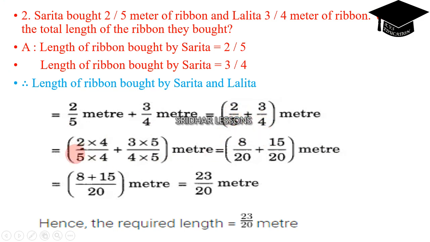Okay, so making the common denominator, multiply 2 by 5 with 4 by 4 plus 3 by 4 with 5 by 5. This is equals to 8 by 20 plus 15 by 20. Because these two fractions have common denominator, 8 plus 15, directly we can add 23 by 20 meters. Hence the required length is 23 by 20 meters. Okay, this is the total length.